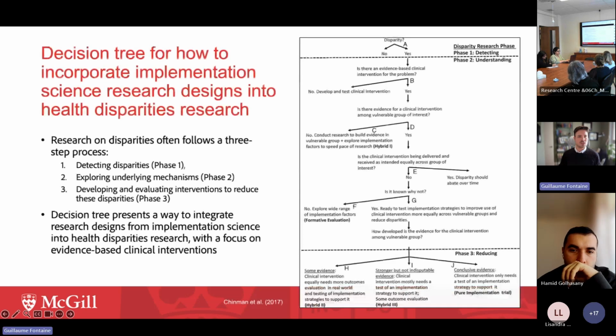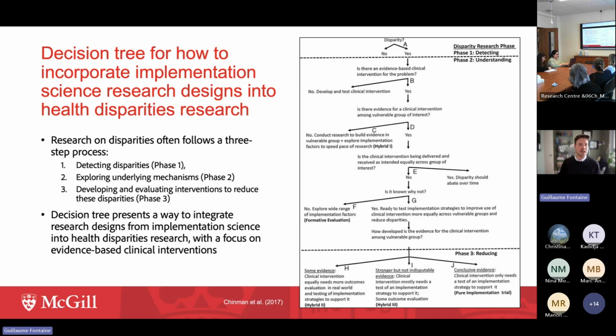So I like this decision tree, which Matthew Chinman and colleagues developed, on how to incorporate implementation science research designs into health disparities research. They talk about different steps and phases, the first one being detecting health inequities and disparities, looking at the data and looking at what needs to change. The second phase is exploring the underlying mechanisms that lead to those outcomes. And phase 3 is really about looking at interventions and implementation strategies to reduce those disparities. So that's an interesting paper to read in terms of process, really.